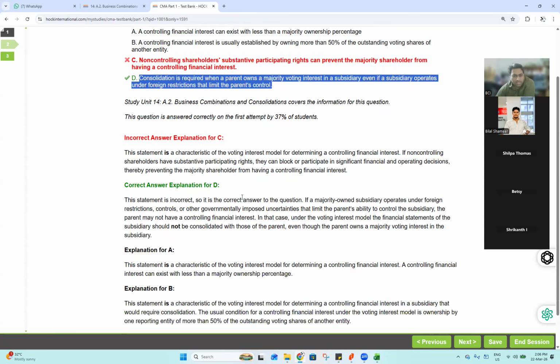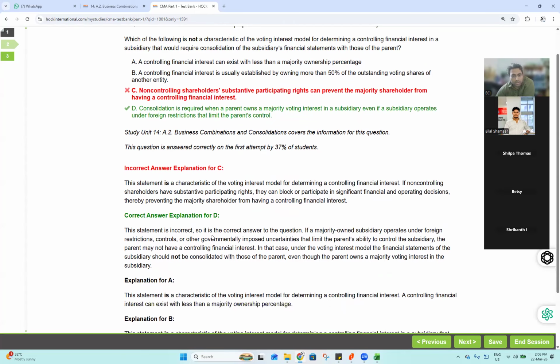Why D is the correct answer? The statement is incorrect. So the correct answer to the question: if a majority-owned subsidiary operates under foreign restrictions, control, or other government-imposed uncertainties that limit the parent's ability to control the subsidiary, the parent may not have a controlling financial interest. In that case, under the voting interest model, the financial statements of the subsidiary should not be consolidated with those of the parent, even though the parent owns a majority voting interest in the subsidiary.